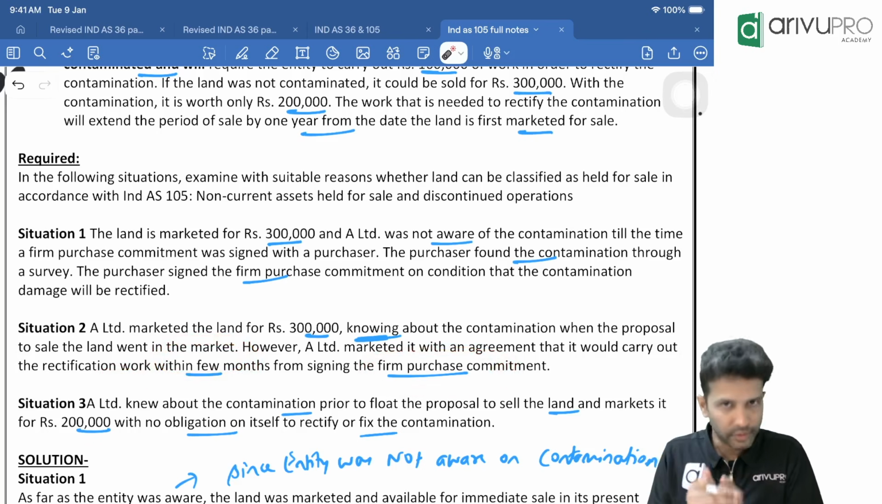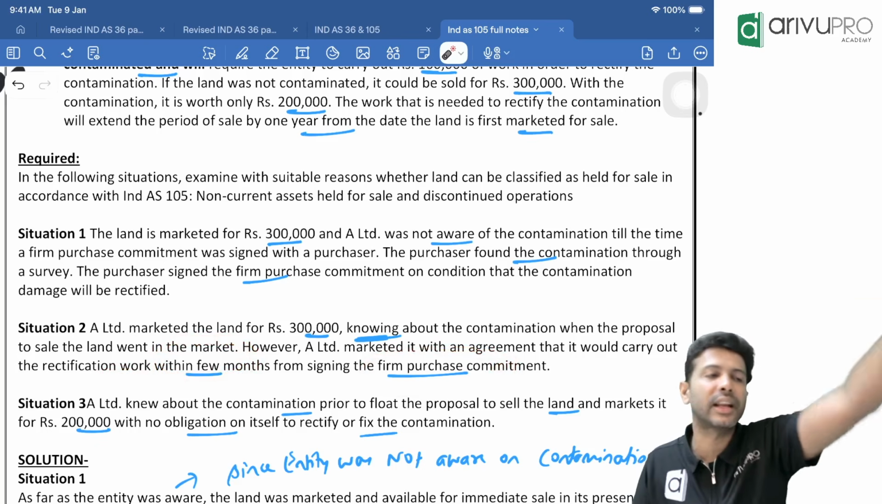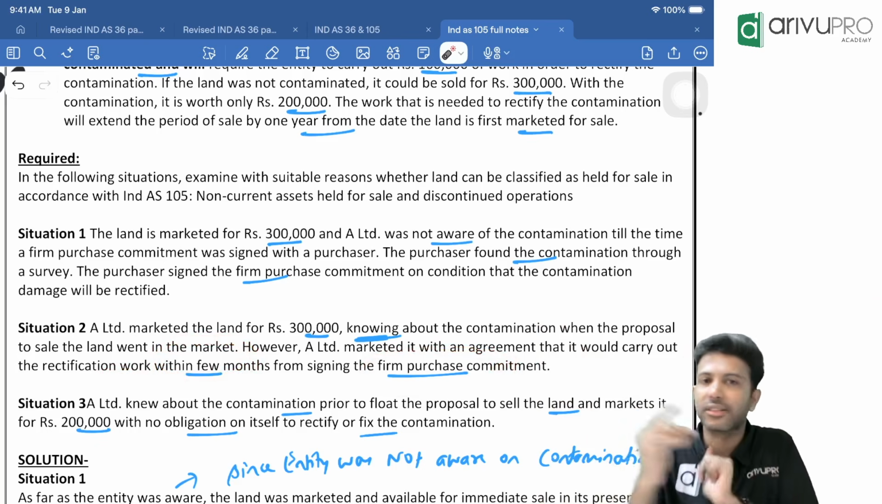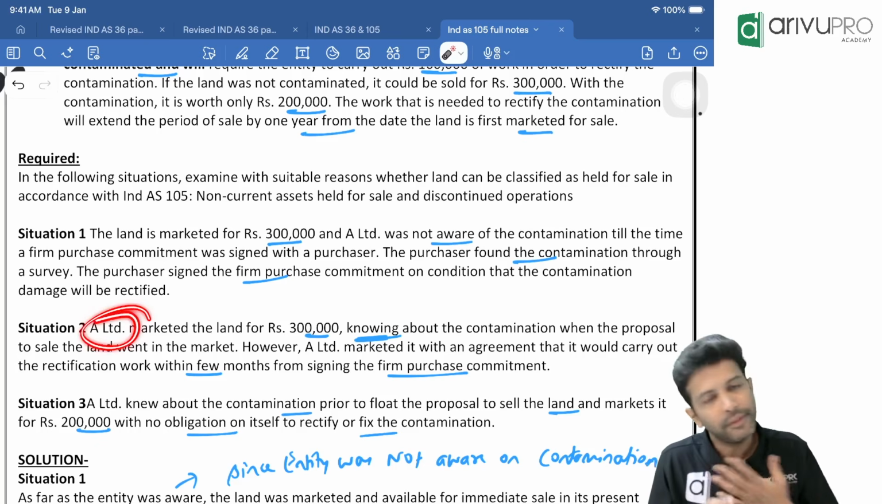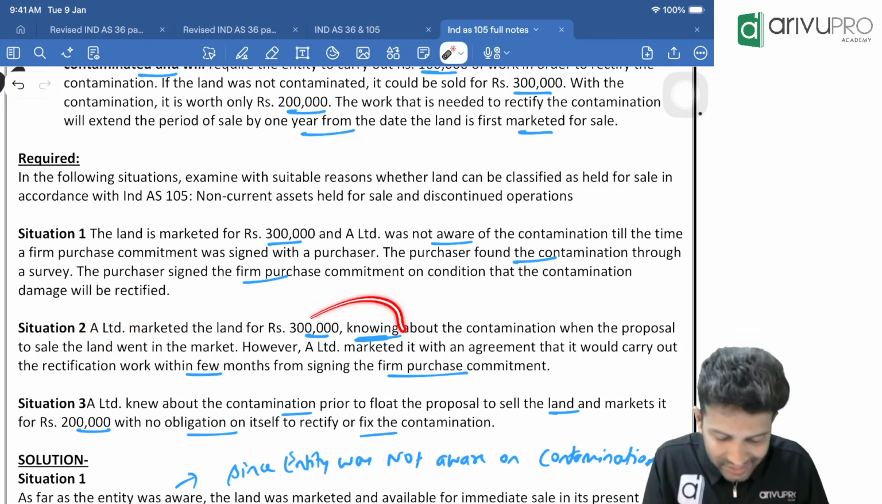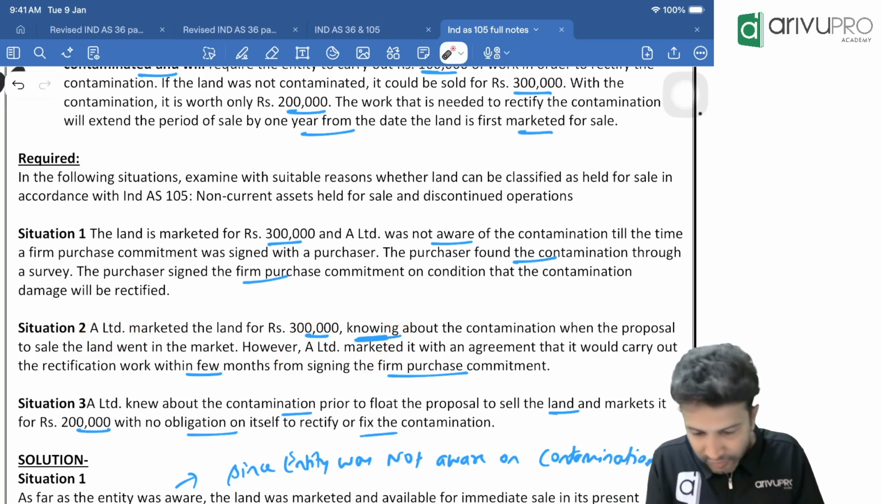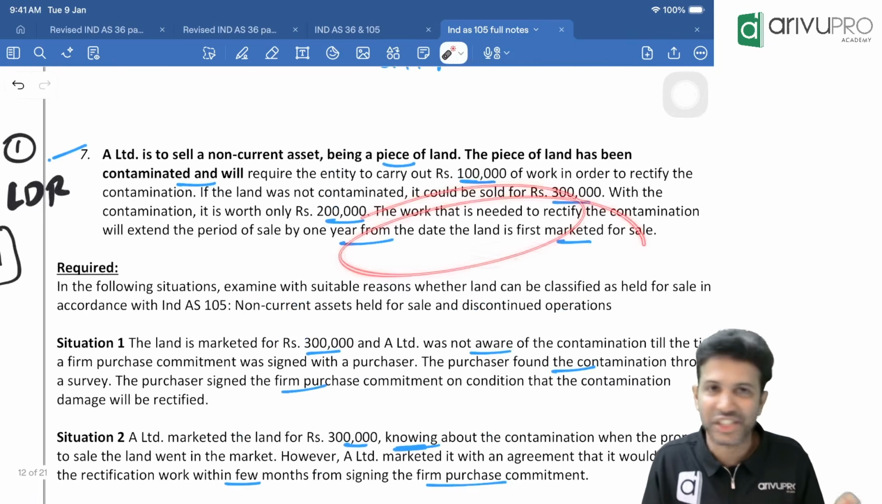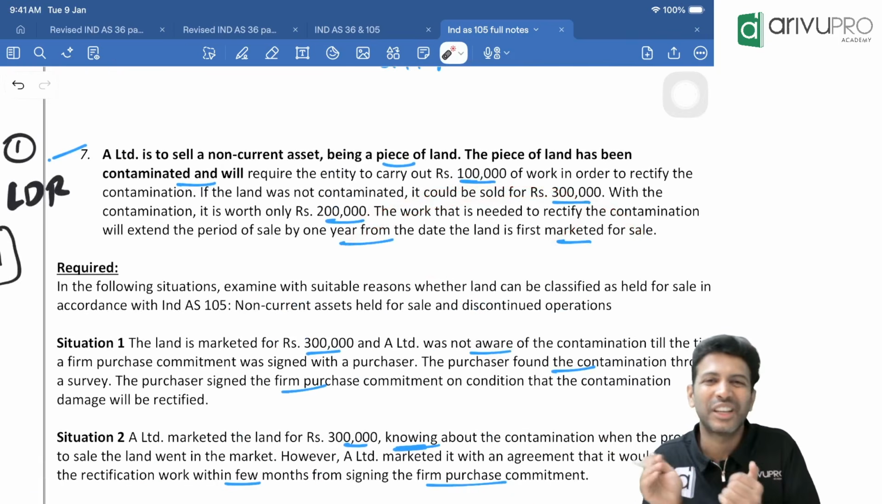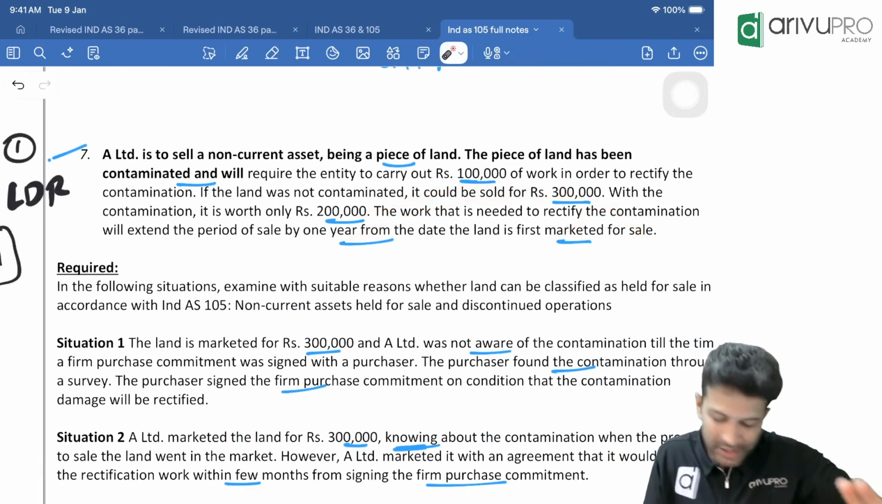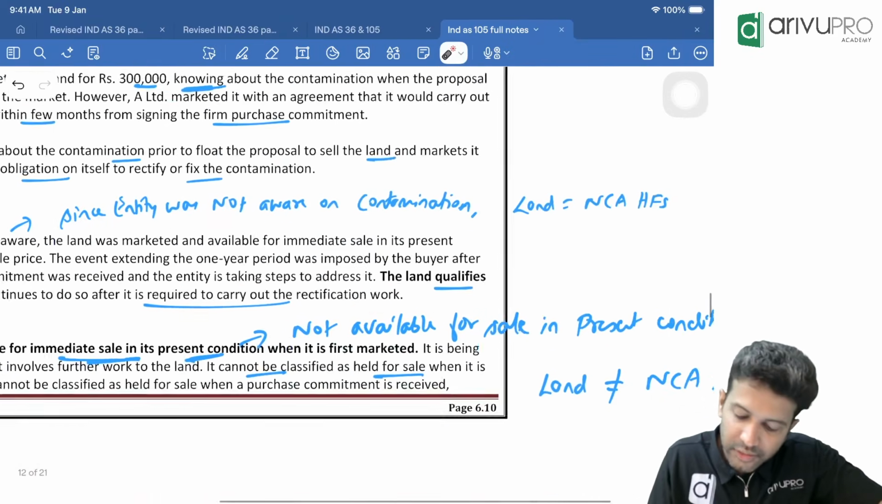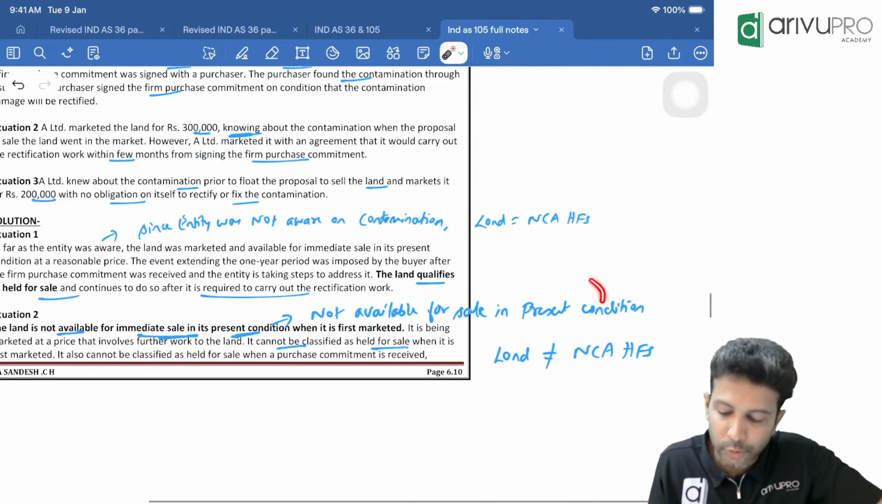So we are marketing the product for 3 lakh, and we are telling the buyer, once we make the sale agreement, A Limited is saying, I will only rectify it. That means in this case, we are aware of it. And we are also aware that because of rectification, we will not be able to sell it within 12 months. It goes beyond. That means today we cannot classify it as held for sale. Today it is not available for sale in present condition.